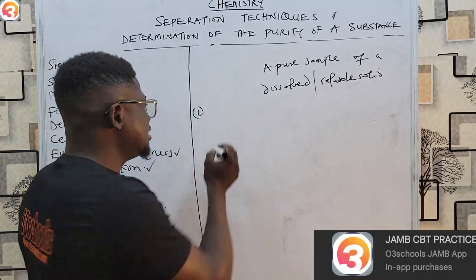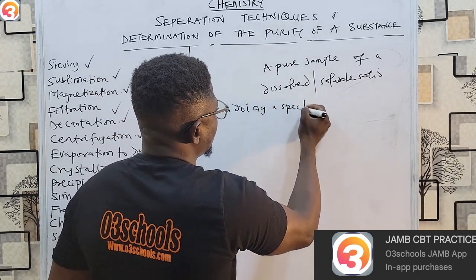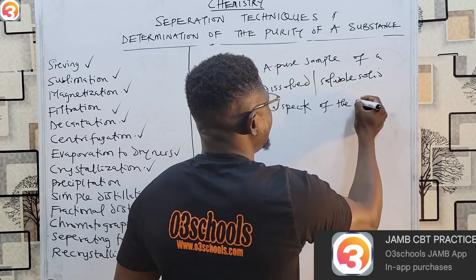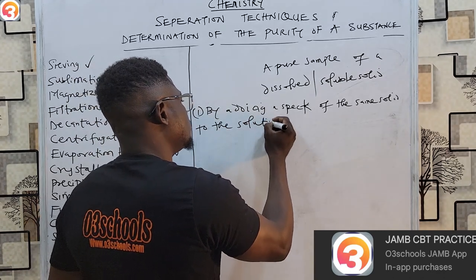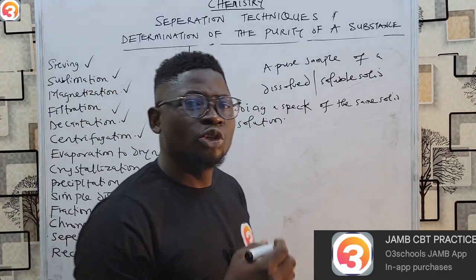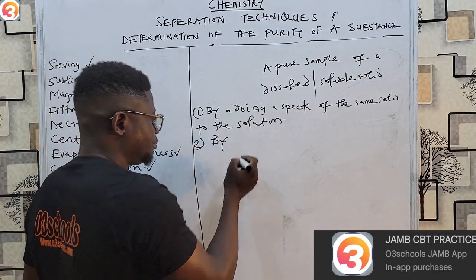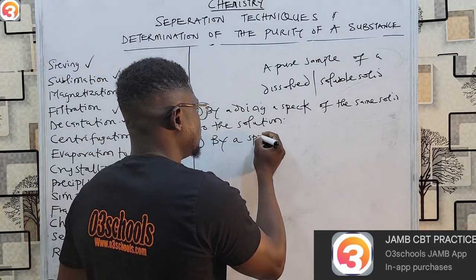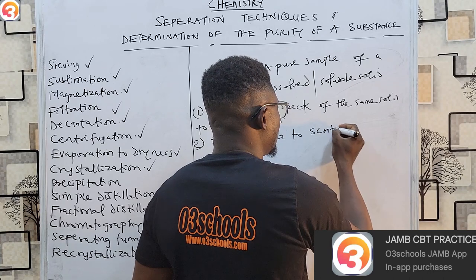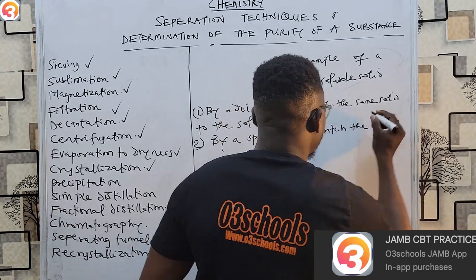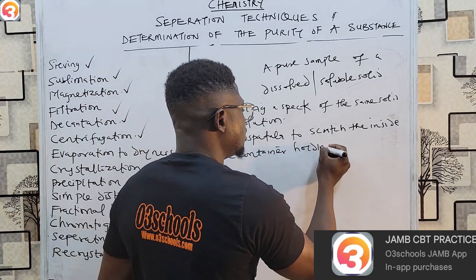Number one, by adding a speck of the same solid to the solution. That is one of the ways to recover that pure sample. Number two, by using a spatula to scrape or scratch the inside of the container holding the solution.